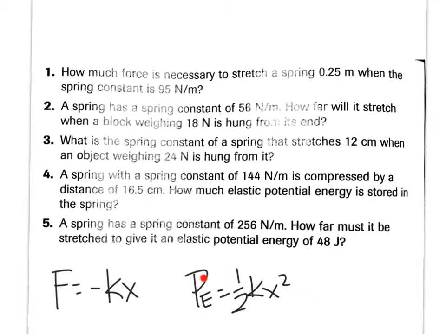And then question 5 looks like this as well. A spring with a spring constant of 256 newtons per meter, how far must it be stretched? So we know the spring constant. How much must it be displaced to give an elastic potential energy of 48 joules? So you'll be solving for x.